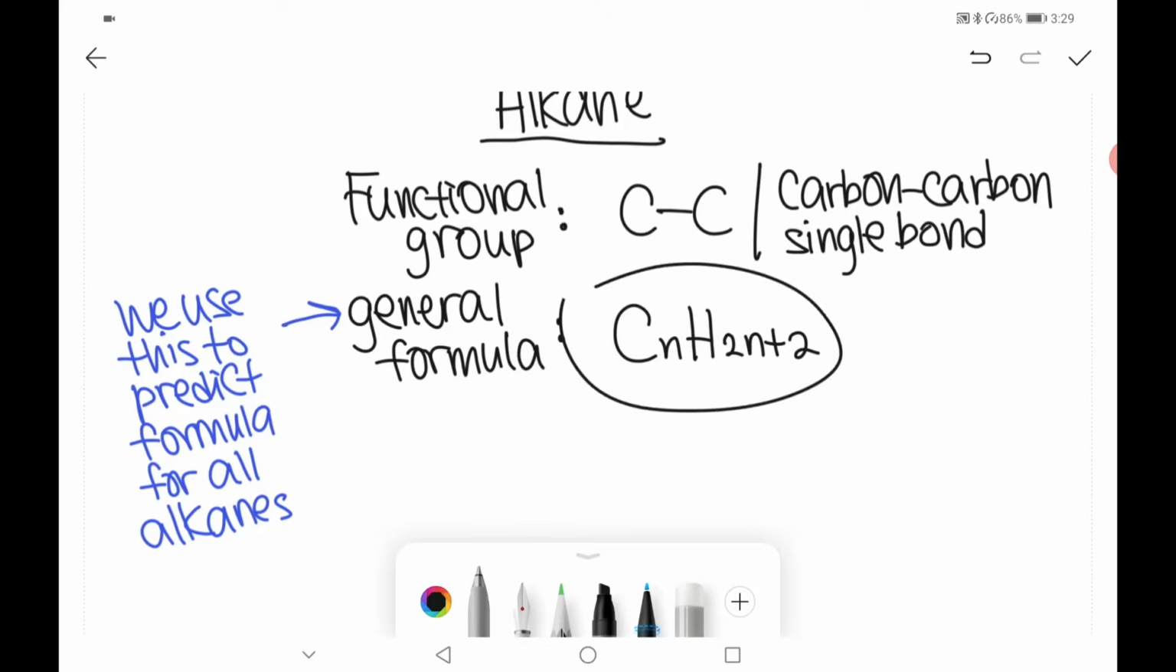This formula must be memorized. This will not be given. This formula will not be given in the exam. Must memorize. And the n is the number that you can substitute.